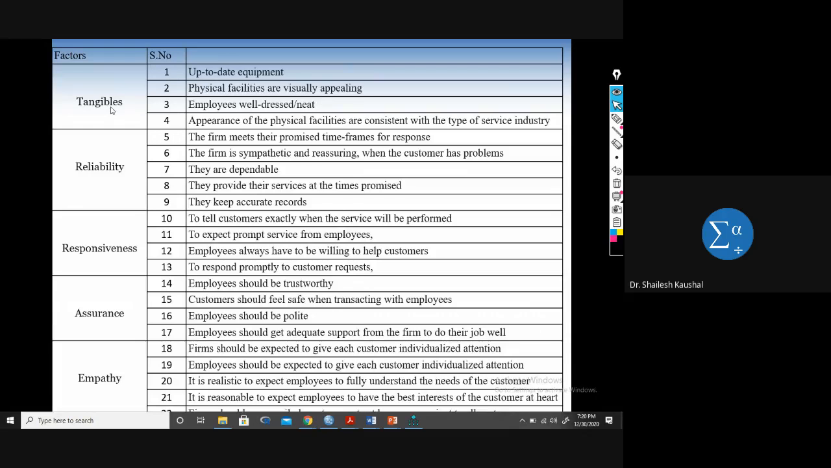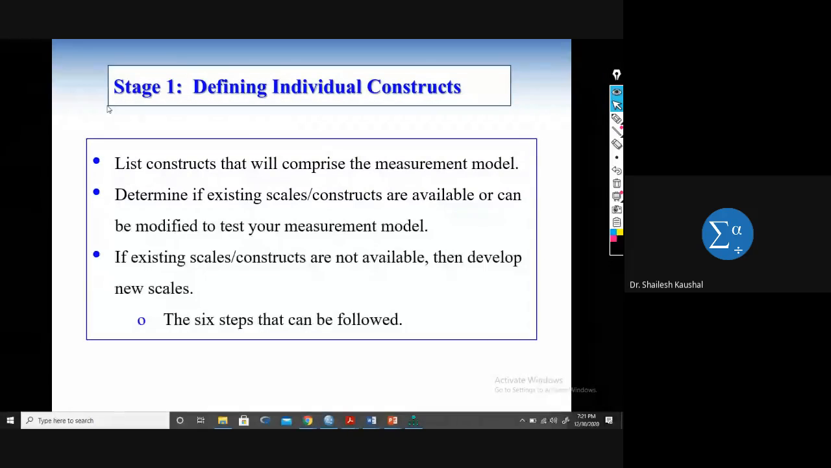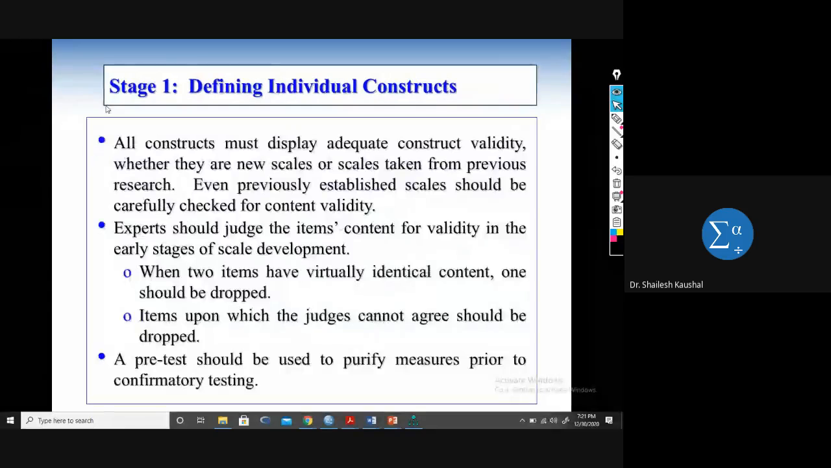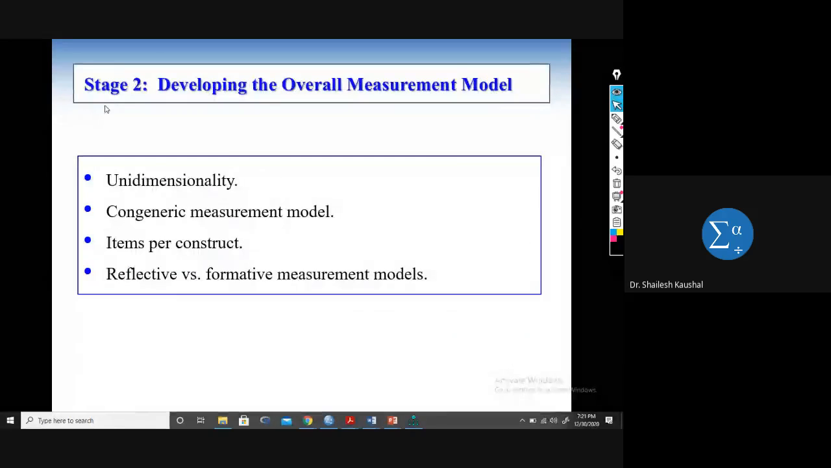So if we modify, there are two ways. We use the same adapted research instrument, or we can slightly change our research instrument. And third is to develop a new research instrument, but it takes a lot of work. So that is defining the individual construct. Then second is developing the overall measurement model.